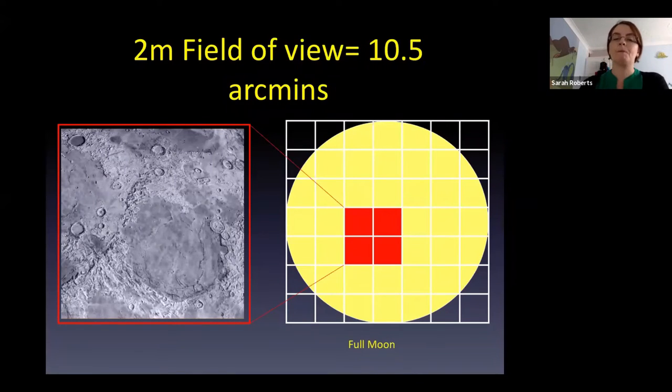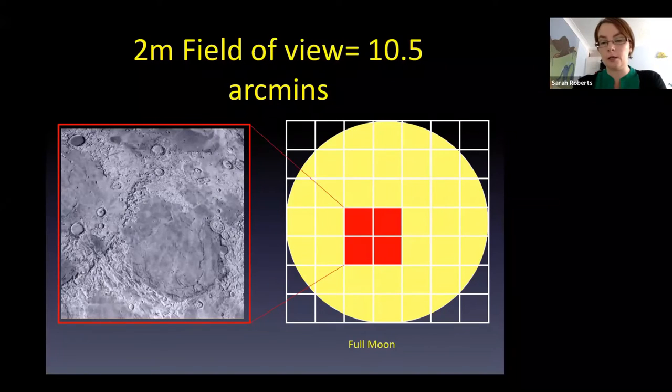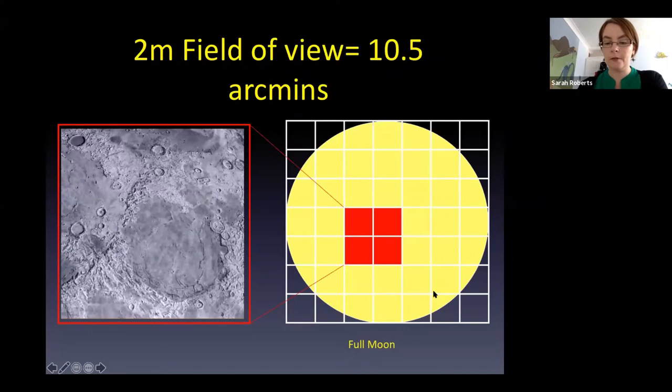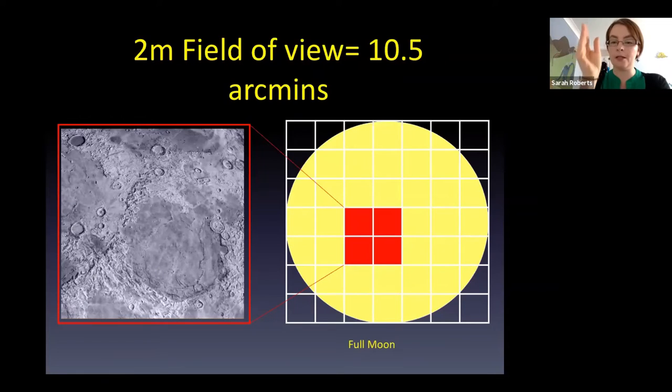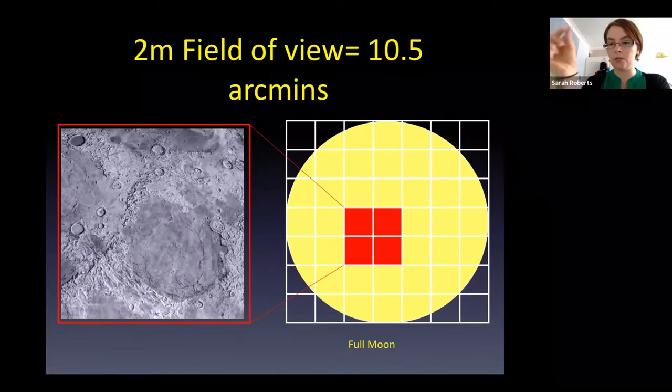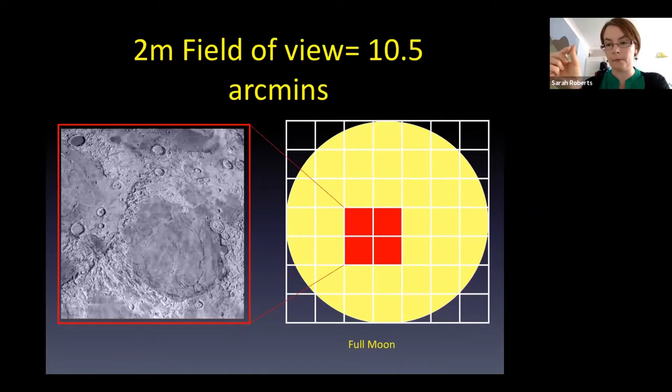We'll see. So the field of view, in technical terms, is what we call 10 and a half arc minutes. We use arc minutes as a measure of size in astronomy. To explain what an arc minute is, take this circle, this full moon. How many degrees in a circle? 360 degrees. Imagine cutting this circle into 360 segments. Each of those segments is 1 degree across. Take that 1 degree segment and chop it into 60 slices again. Each of those slices is 1 arc minute.